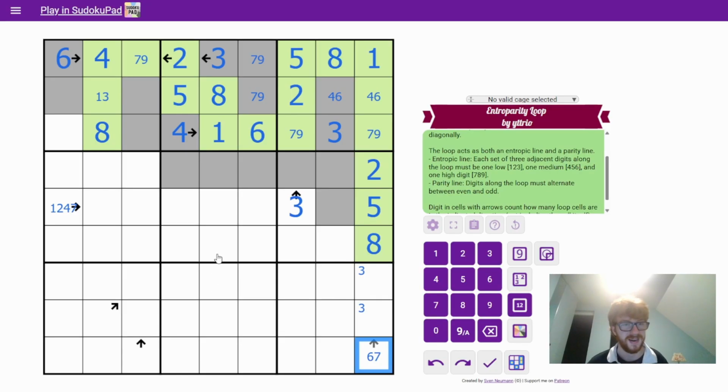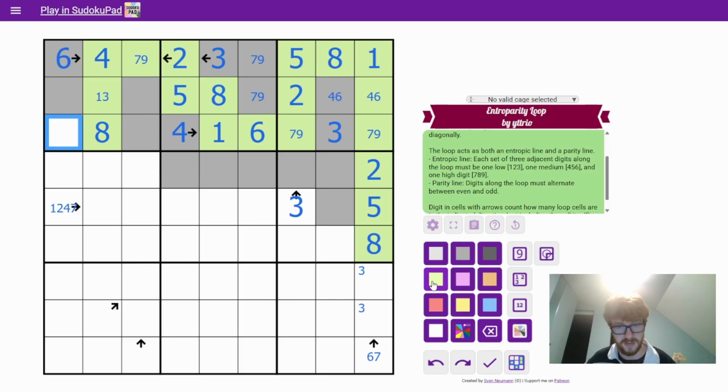If that isn't clear. Okay, so after 5, right? If that's 5, if one of those is 5, what's the next digit? It is an even low digit, so it must be 2. So if that's 5, that's 2. So that cannot be 5. So that must be 5.